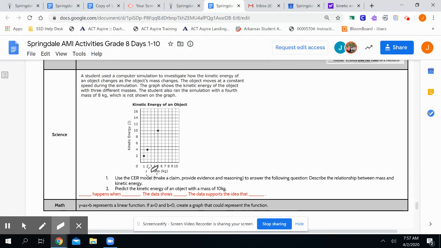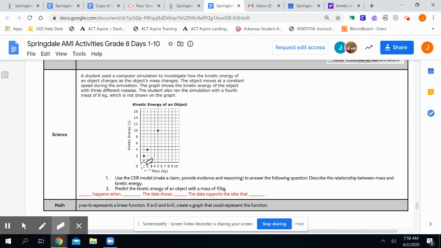Our mass is. If you look at the mass, it's down here. As the mass goes up, what happens to the kinetic energy? And that's what you need to think of. What does the data show? It says predict the kinetic energy of an object with a mass of 10 kilograms. Well, look at the number relationships. You've got a mass of 1 kilogram with a kinetic energy of 2 joules. So 1 kilogram here, 2 joules.